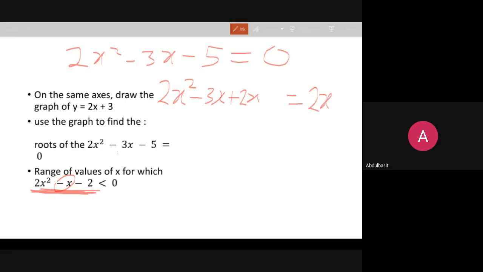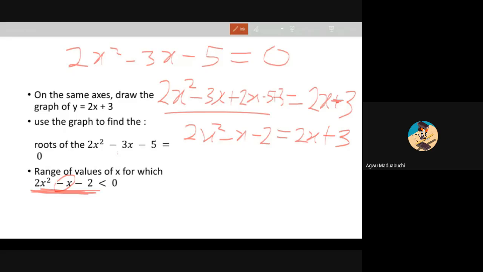Then for minus 5, how do I get to minus 2? I add positive 3. So same thing. I'll have to add positive 3 here to maintain equality, so that this becomes 2x squared minus x minus 2 is equal to 2x plus 3. Is this clear? Hello, is this clear? If it's not clear, I can explain again.